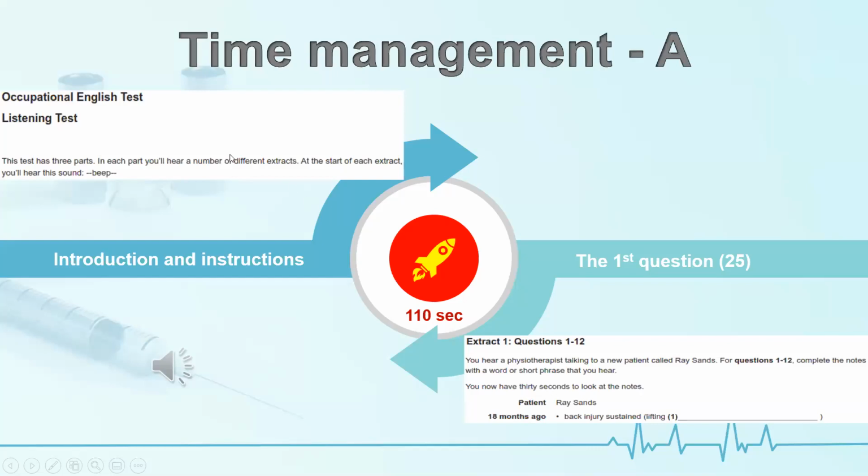So that's why you have to ignore the first recording for this introduction and the general instructions. So instead of hearing this recording, you have to start preparing the first question till the end. Once you hear the recording regarding the first question, here you can follow and listen carefully to the recording. But before that, please ignore the recording. So that's how to manage your time in the listening subtest, in the first part, between the introduction and extract number 1.